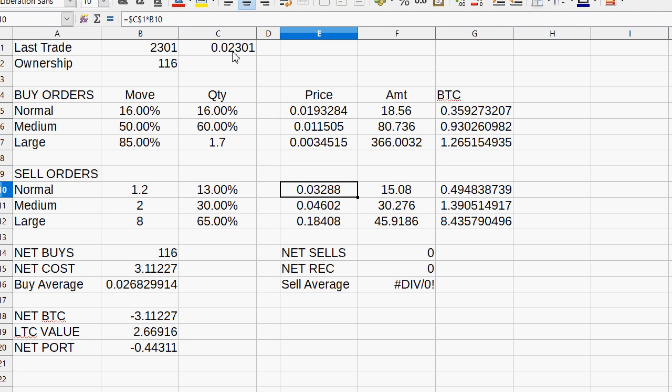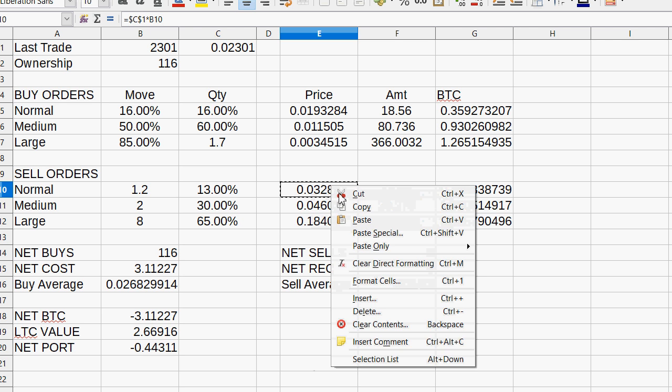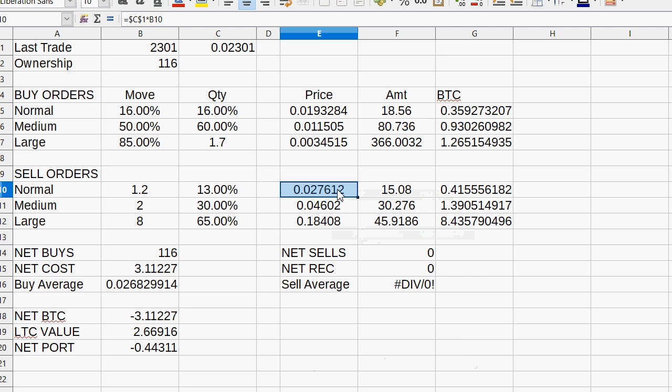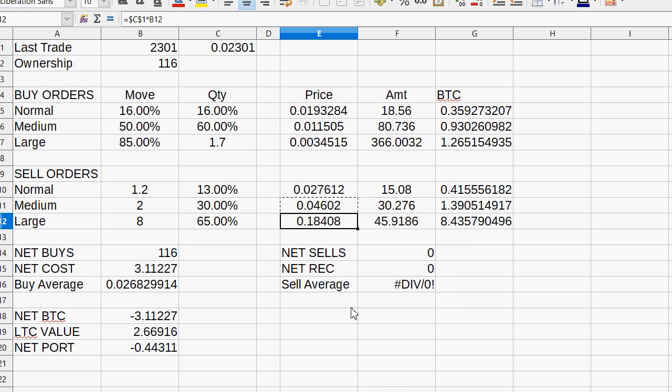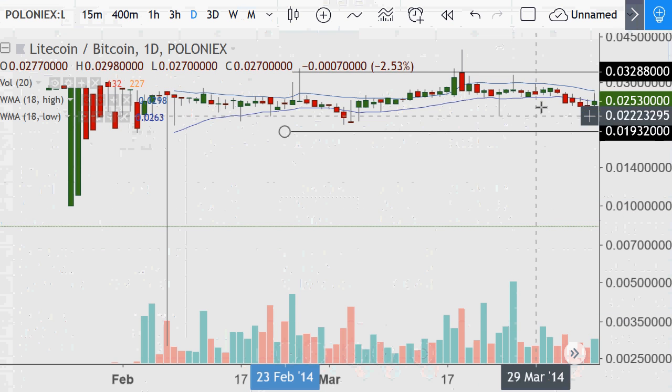Equals C1, which is 0.023 multiply B10. B10 is 1.2. Really? Okay, 2761. That was just weird.